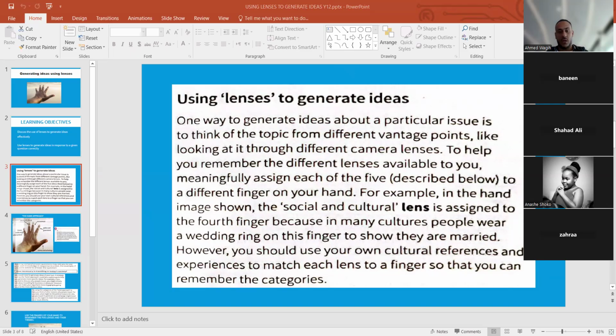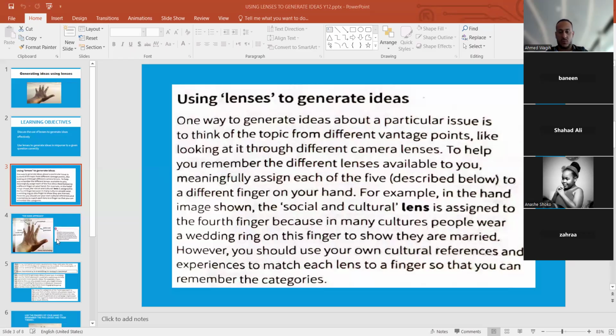One way to generate ideas about a particular issue is to think of the topic from different vantage points, like looking at it through different camera lenses. To help you remember the different lenses available to you, assign each of the five described below to different fingers on your hand. For example, in the hand image shown, social and cultural lens.